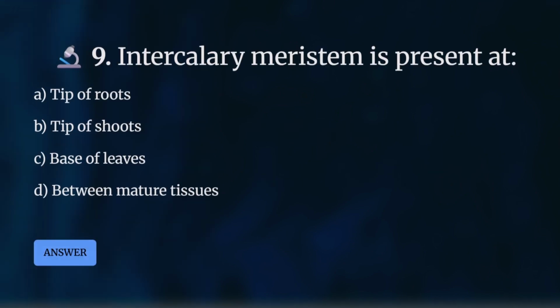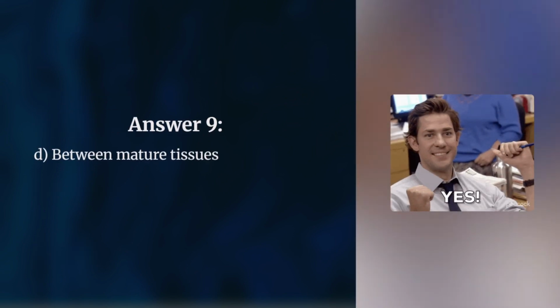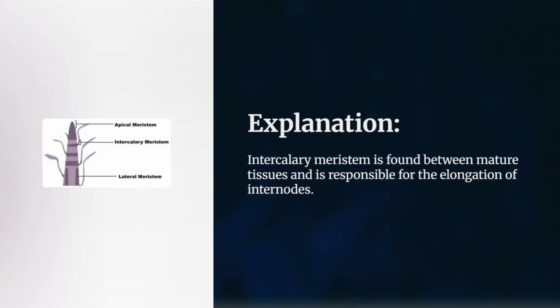Question number 9. Intercalary meristem is present at? Options are tip of roots, tip of shoots, base of leaves or between mature tissues. So intercalary meristem is found between mature tissues. Intercalary meristem is found between mature tissues and is responsible for the elongation of internodes.